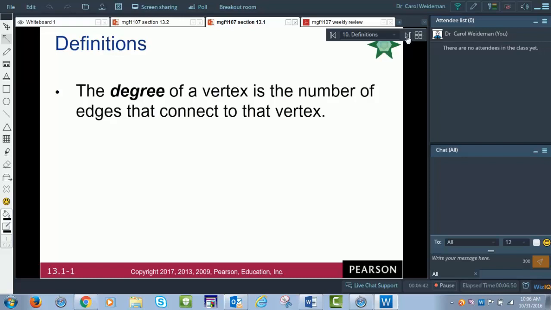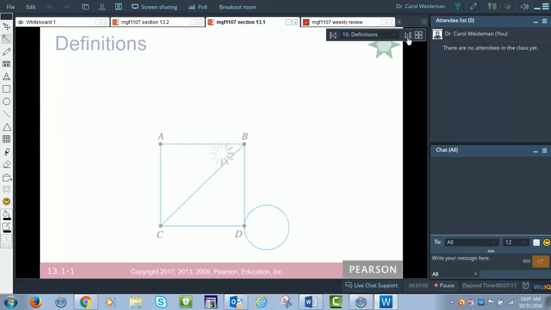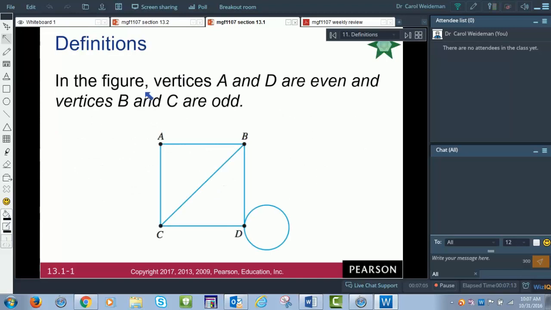More definitions. The degree of a vertex is the number of edges that connect to that vertex. A vertex with an even number of edges connected to it is an even vertex, and a vertex with an odd number of edges is called an odd vertex. I should also mention that a loop counts as two edges connecting to a vertex. So when you're working a problem, we're going to do one in a minute, remember that a loop is going to have two. In the figure below, vertices A and D are even and B and C are odd.